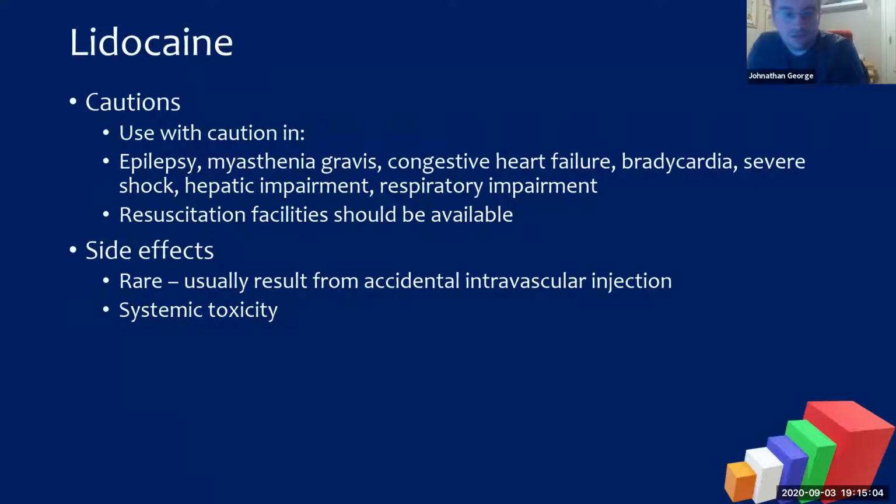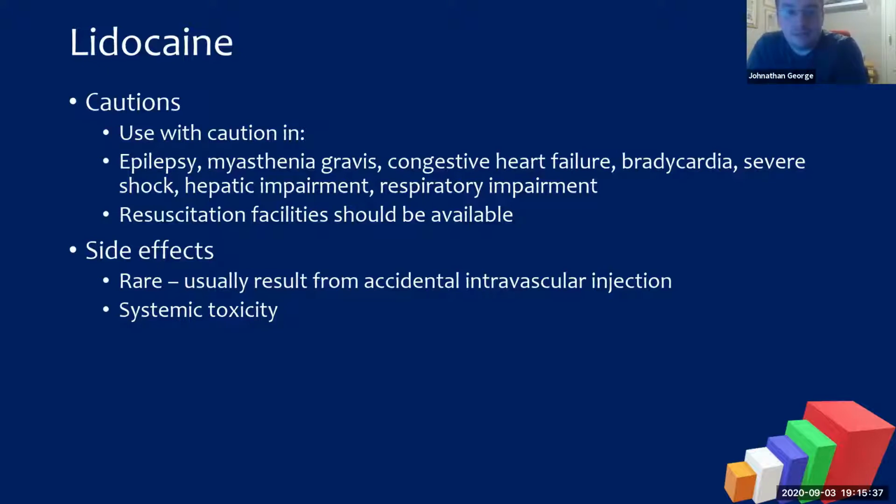So some things you should be using with caution when you're using lignocaine. Patients who have got epilepsy, myasthenia gravis, heart failure, or who are bradycardic. If they're known to have hepatic impairment, then you shouldn't really be using lignocaine, or at least you should be using it with caution. You might have to lower the dose. If you are doing this procedure, you need to make sure that there are resus facilities nearby. So in minor injury, make sure you've got an arrest trolley nearby as well. Side effects are very rare and usually result from accidental intravascular injection.